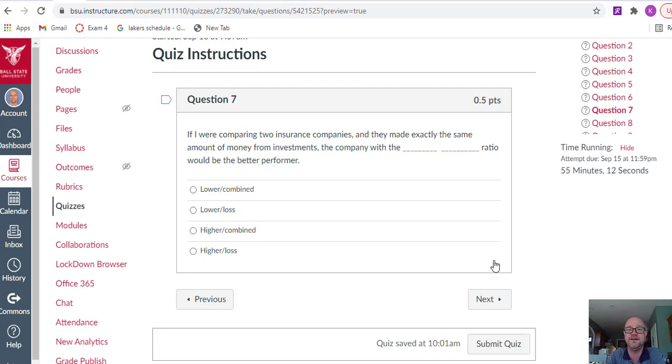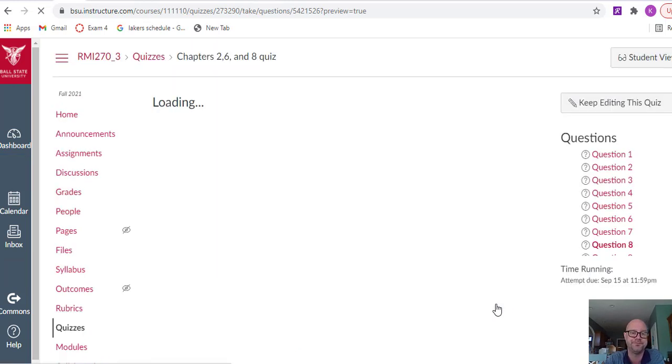So the company with the lower combined ratio is going to be the better performer. Combined because we need the expenses. Loss ratio just tells us about losses. If your overhead expenses are higher, you may or may not be the best performer. But if you've got the lower combined ratio and you've got exactly the same investment performance, that would be a better performance.